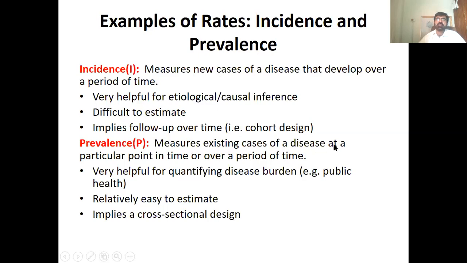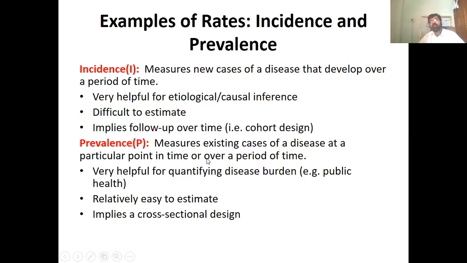Prevalence measures existing cases of a disease at a particular point in time or over a period of time. Prevalence is a fixed proportion, a fixed rate, where whenever you visit a community or a population, you determine how many people have the disease, to determine the magnitude of the disease. For example, 100 out of 1,000 people have a disease. So that is a prevalence. It may be point prevalence, where at one point in time you are collecting the data, or period prevalence.